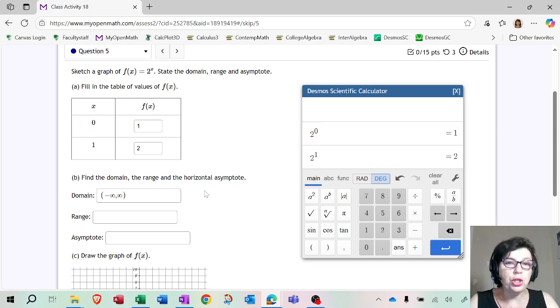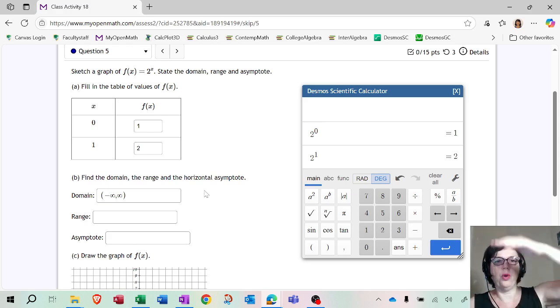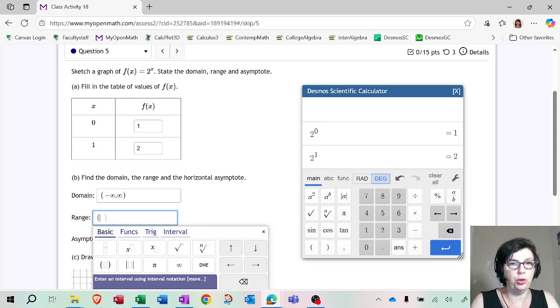Now, the range for exponential function starts at 0 and goes all the way up. The values of exponential function are always positive. The 0 itself is never included. You can never get to 0. The exponential function can get very close to 0, but it's never going to reach 0.